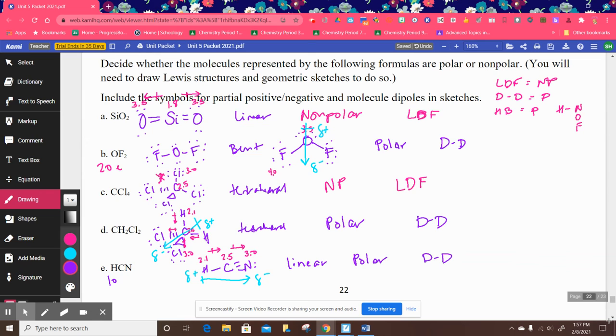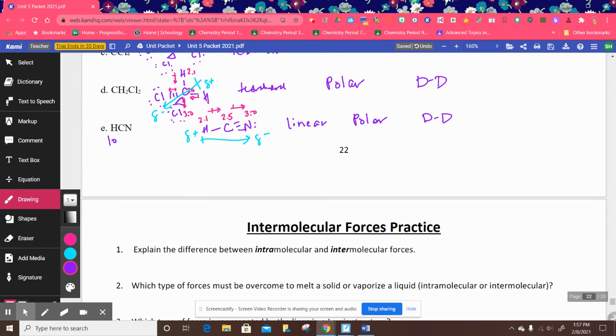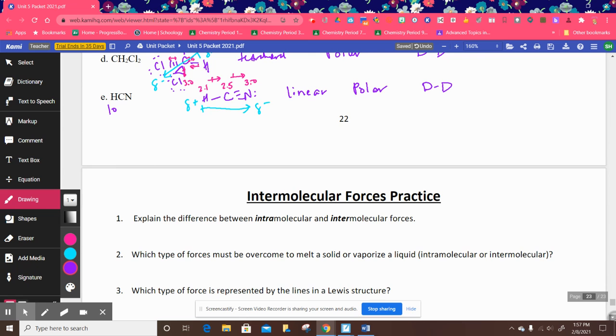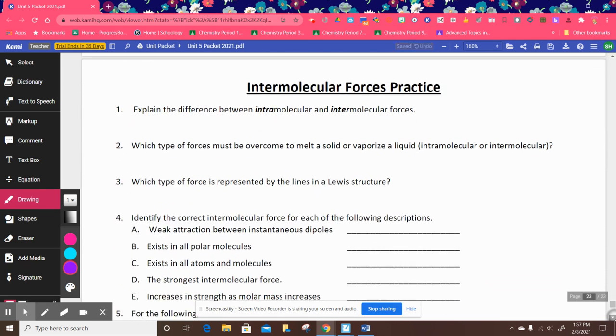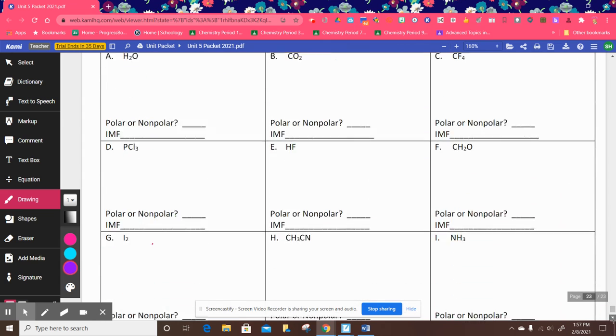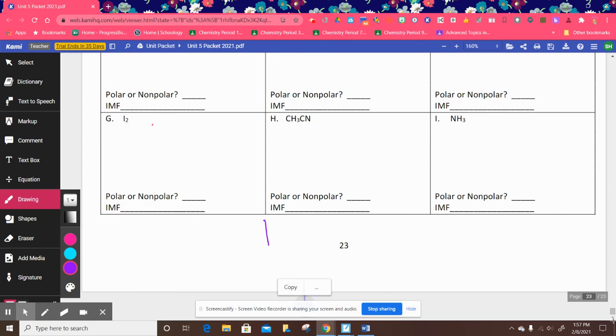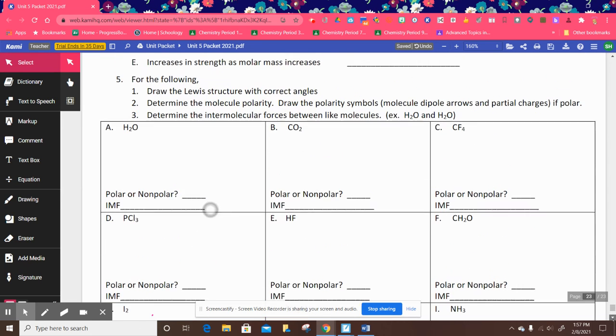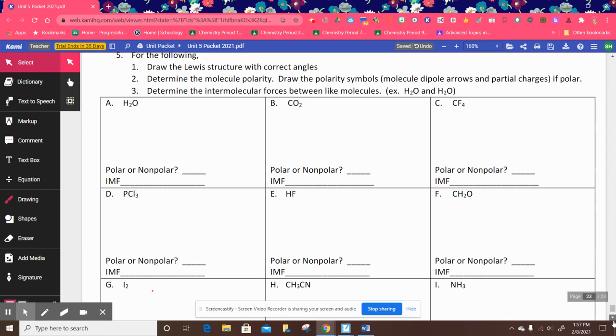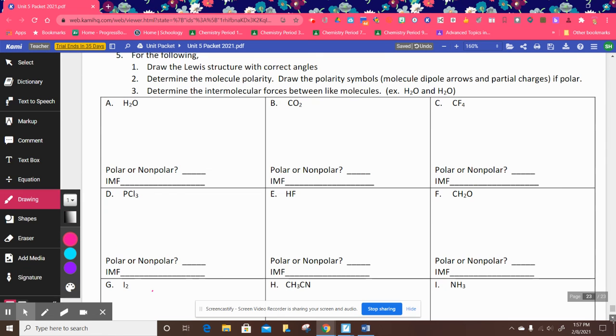Okay? So the practice is on the next page. Your foldable will help you with the top. Few questions, and then at the bottom, there's some practice with drawing. You're going to draw the Lewis structure, and then if it is polar, you'll use your polarity symbols. So if it's polar, you're going to show the dipole arrow and the partial positive, partial negative.